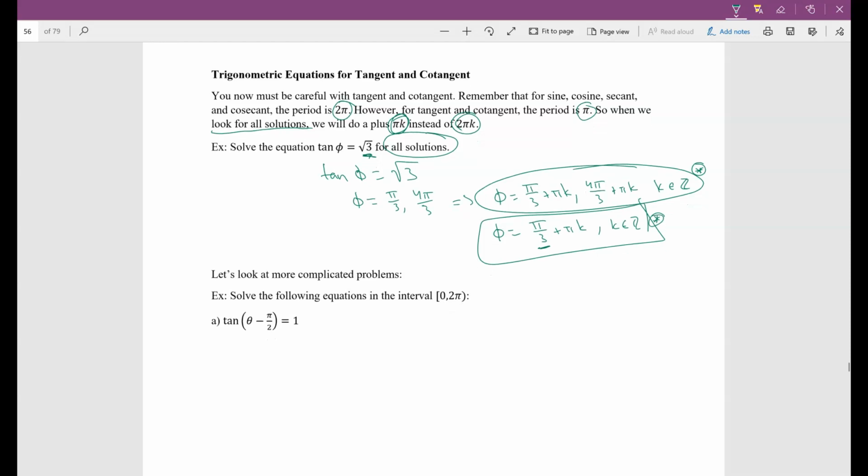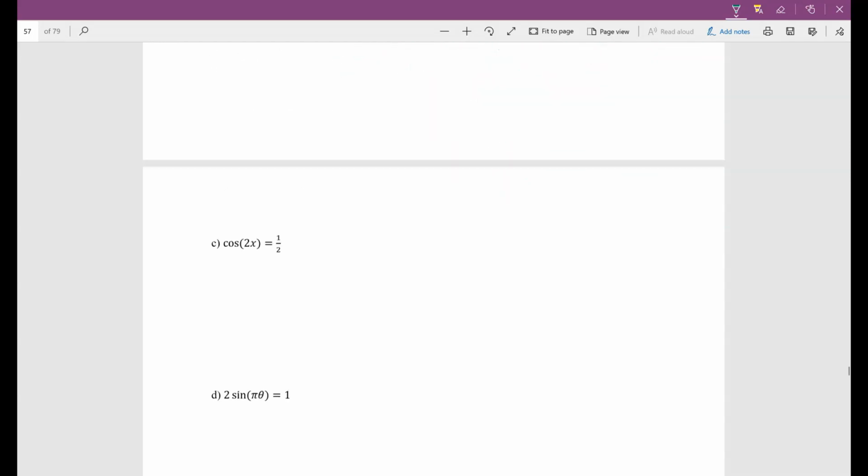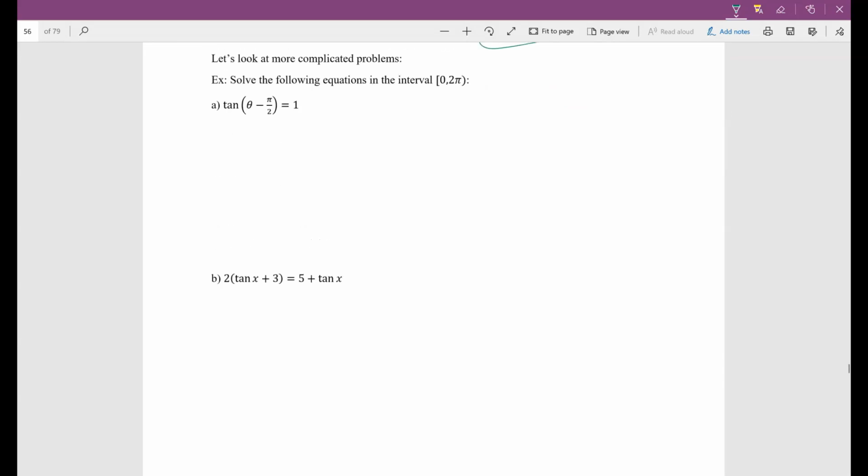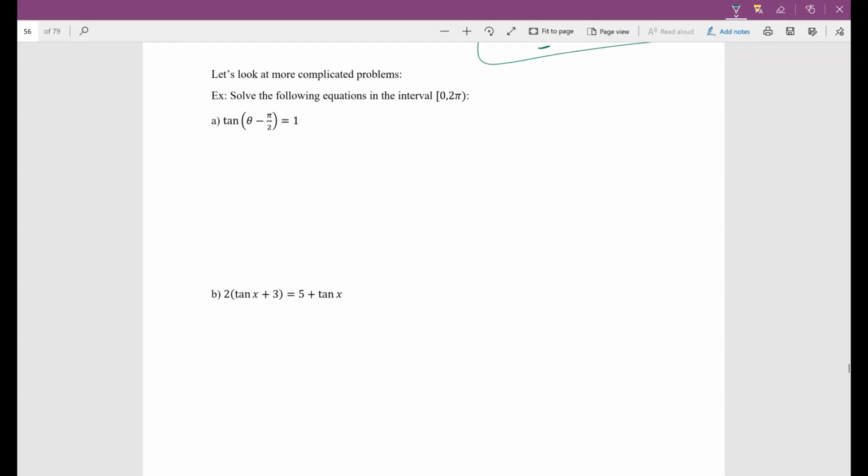Okay, so now let's do a couple more complicated problems before we get to the algebraic ones. So let's start off with this one. I think the easiest way to do it is starting off with the interval from 0 to 2 pi, because the other solutions are just going to be added with pi k. So here we want to find the tangent of theta minus pi over 2 is equal to 1. So the first thing you want to think about is this theta minus pi over 2.